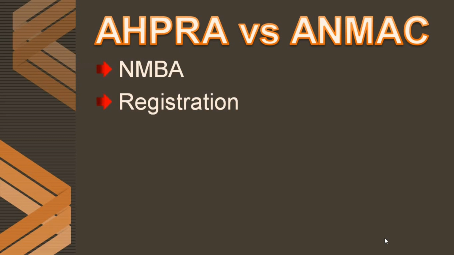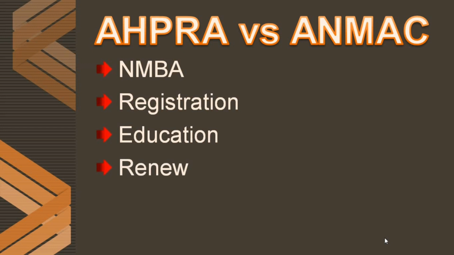Next, AHPRA provides you the registration to work as a registered nurse in Australia. AHPRA assesses your education only. It will assess your education based on the Australian Qualification Framework, whether you meet the Australian standard education or not. Then you will get a registration. You have to renew it every year. There is 1 year validity for your registration certificate from AHPRA, so you have to renew it. That is what AHPRA does: it gives you the license to work as a registered nurse in Australia.